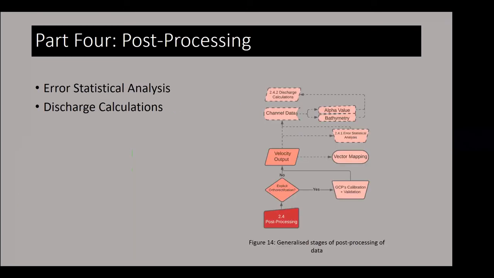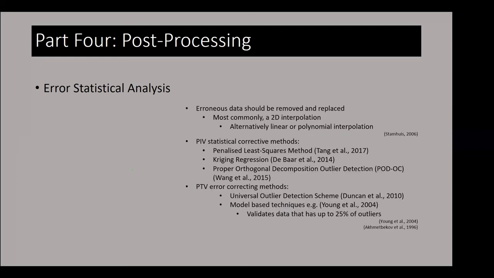Finally, we've got stage 4, the post-processing stage, which is broken down into two subheadings: error statistical analysis and discharge calculations. For the error analysis of data, it's important to consider two things: the detection of the erroneous data and then the replacement of the data. Good practice would have each output dataset checked for spurious vectors and corrected. Most commonly, a 2D interpolation is used, but a linear or polynomial interpolation can also be used.